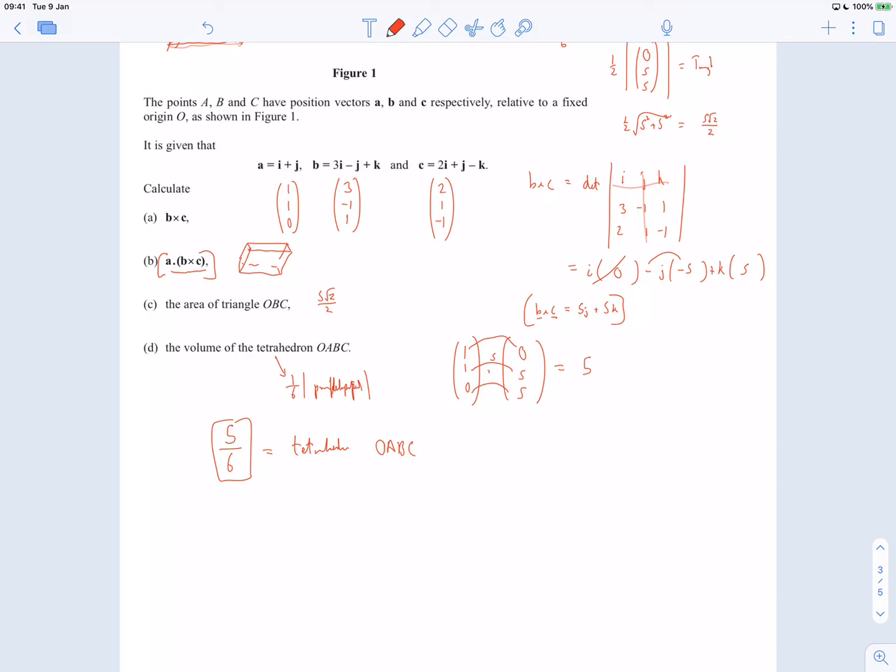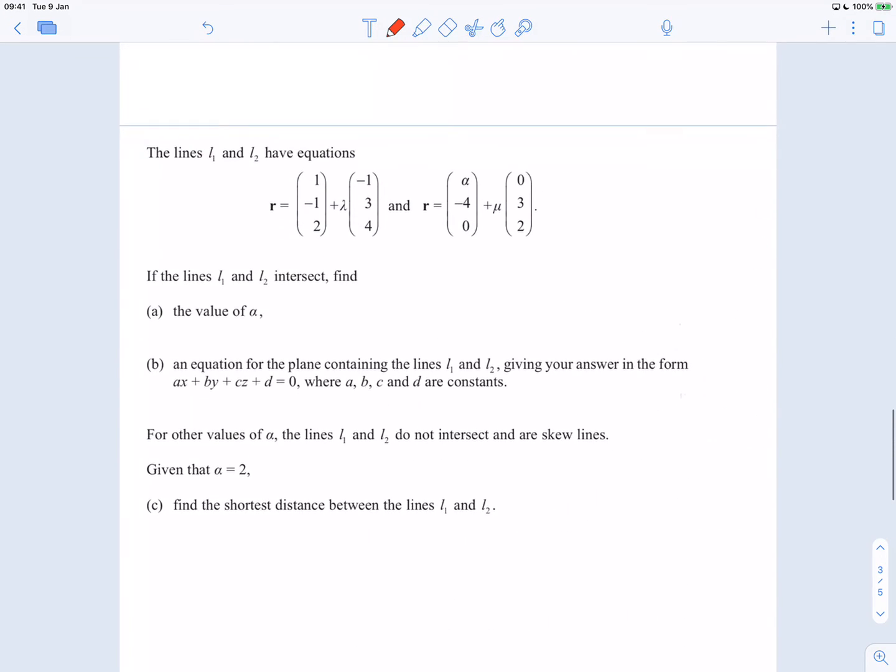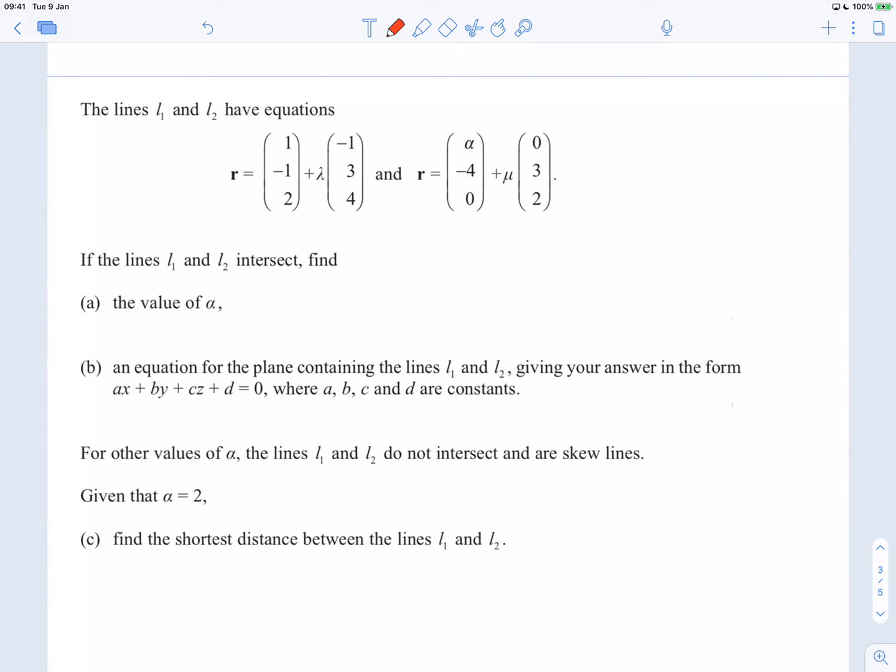Just let me make sure I haven't made any mistakes here. b is 3, minus 1, 1. c is 2, 1, minus 1. If I've taken the determinant correctly, it's 1 times minus 1 minus 1, that's 0. And then minus 3 minus 2 is minus 5. Yeah. 1 times 0 is 0, 1 times 5 is 5, 0 times 5. Yeah, okay. Fine, I'll just leave it there. Cool. Okay, next question. Pause the video, give it a go yourself.